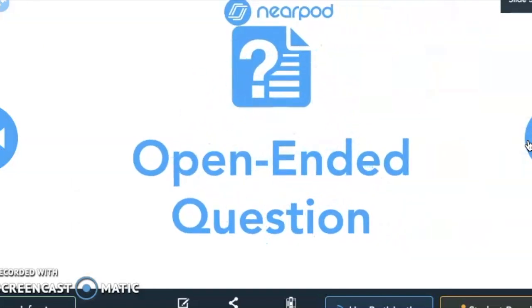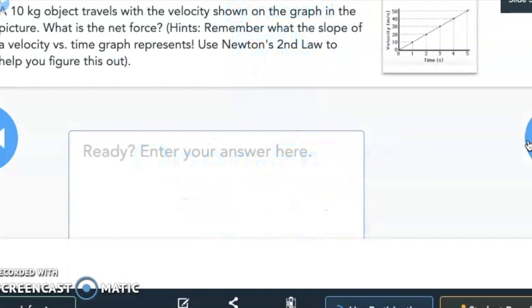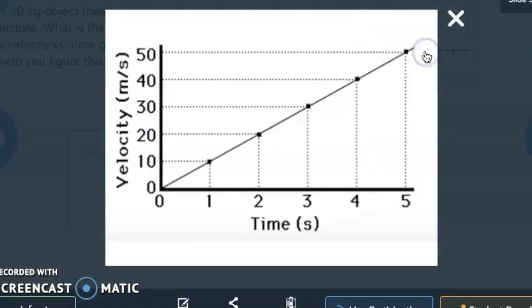So we did some open-ended questions and some multiple choice questions today. One of the ones we looked at is how to look at a situation where you have a 10 kilogram object traveling with a velocity that's shown on a velocity time graph. Our goal was to ultimately find the net force. If you look closer at our velocity time graph, this is where things connect together from what we were learning previously to what we're learning now.